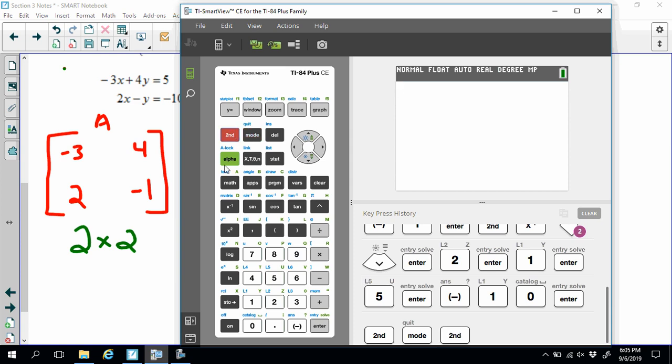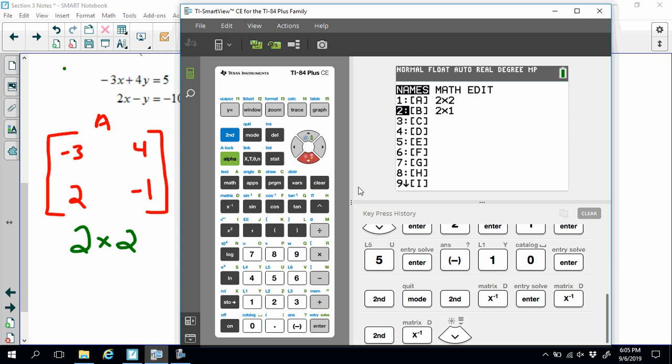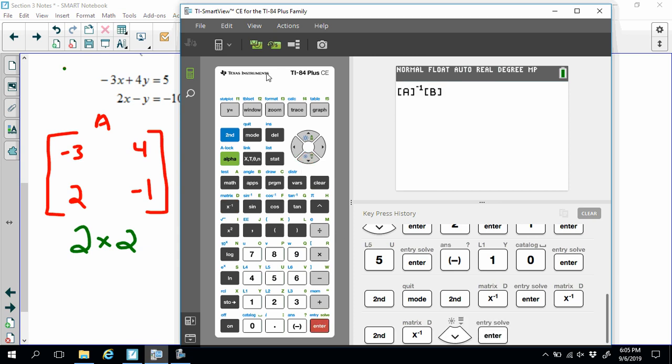Once again, we're going to do second, the inverse key. And now we want our matrices. So where it says names, we want the A. So I'm going to press enter. Now I want the inverse, so all we've got to do is press the inverse key. Our next thing is, once again, I'm going to go to second inverse, scroll down to B, so make sure it's nice and highlighted, and press enter. So now I have A inverse times B, and I can calculate. So now I just press enter.